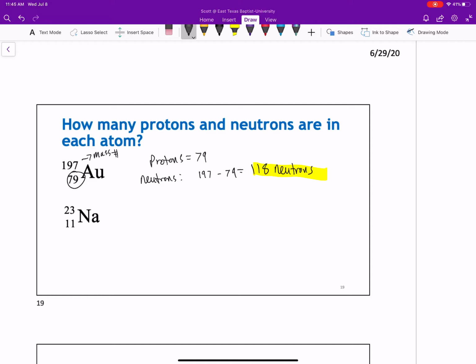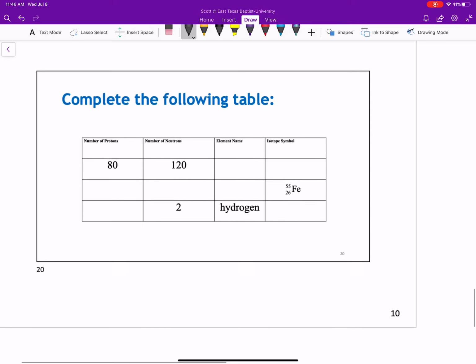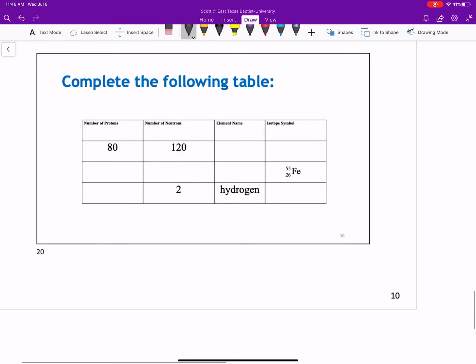Okay. And then, of course, we have sodium right here. Protons is 11. Neutrons is going to be mass number minus number of protons, which is the same as the atomic number. And so do that subtraction, you should get 12 neutrons. That'll take you home. Okay. Try completing this table on your own.